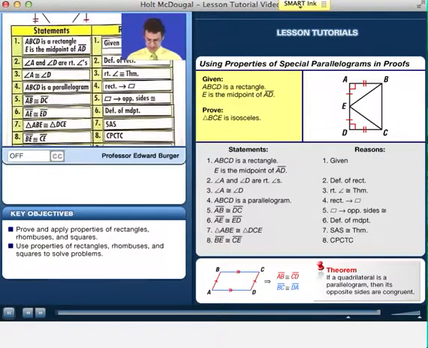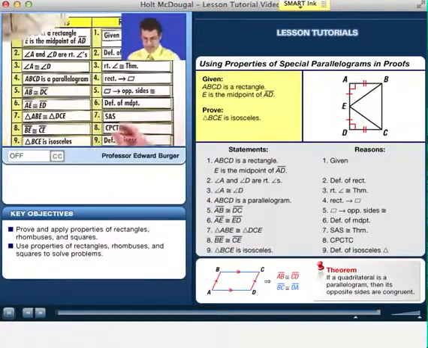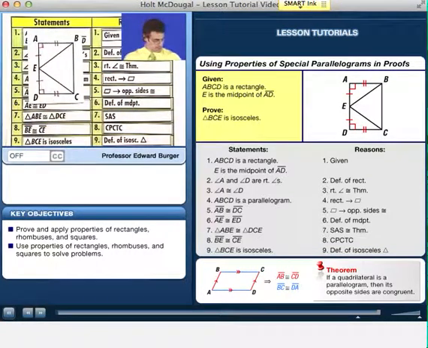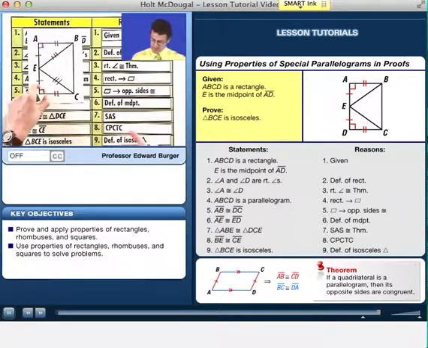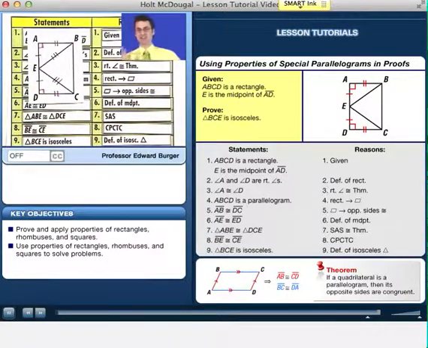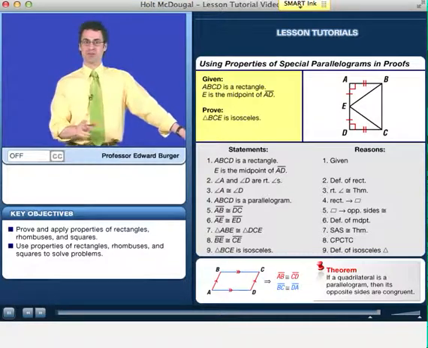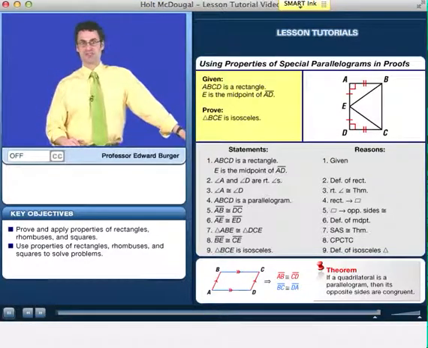And then the big finish is the triangle is isosceles. That's the definition of what it means to be isosceles. Once we have that this length is congruent to that length because corresponding parts of congruent triangles are congruent, that means that this triangle there is isosceles. Congratulations, we just proved a really cool theorem using the properties of parallelograms and rectangles that are at our disposal. I'll see you soon.